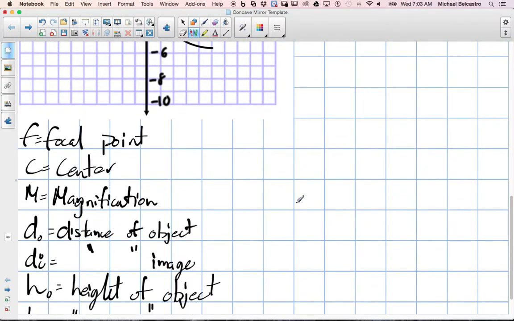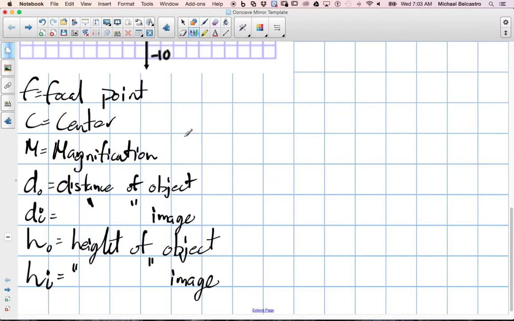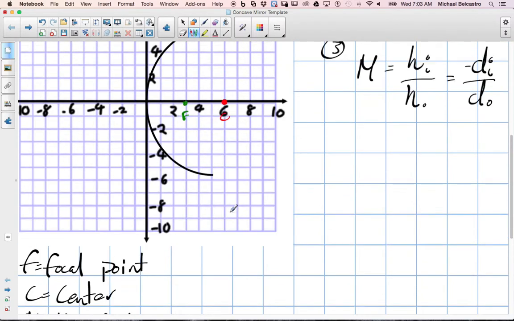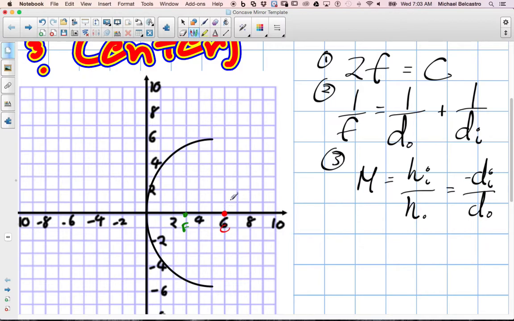If you aren't able to follow all of those little variables there, here it is. You can pause the video and take a look at what each means. But let's say we have our image here. We're going to focus on when our image is between the focal point and the center. Okay, so we'll draw our image in. And let's say we have an image that's at the number 4. So it's about 4 units from the center, and we'll say it's 2 units high.